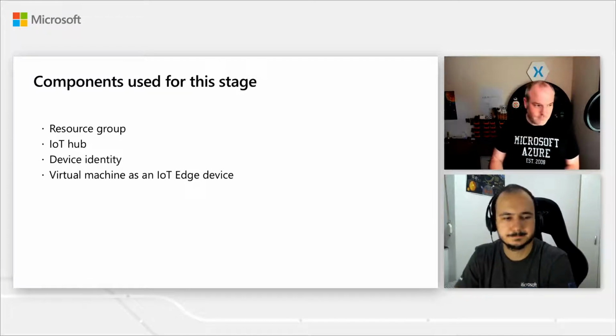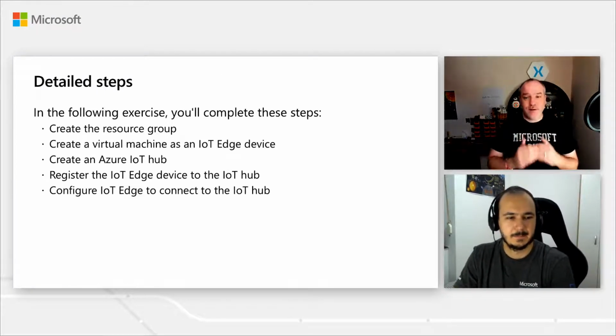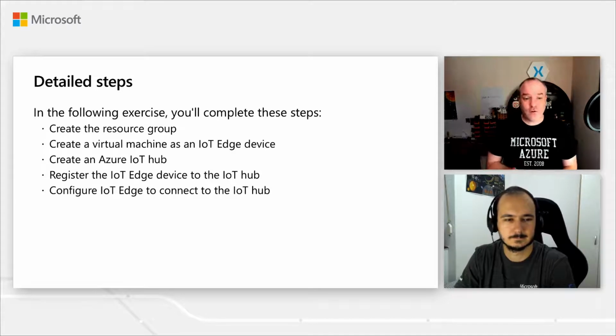Okay. Cool. So the steps we're going to work through is we're going to create the resource group. We're then going to create our IoT Edge device, and we're going to use a virtual machine rather than a physical device for this one. We're going to create our IoT hub. We're then going to create the device identity inside IoT hub to register the Edge device, and then we're going to configure the Edge device to connect to IoT hub. And that's our first step, to get our hub and Edge device connected.